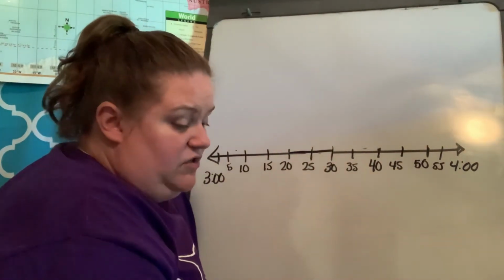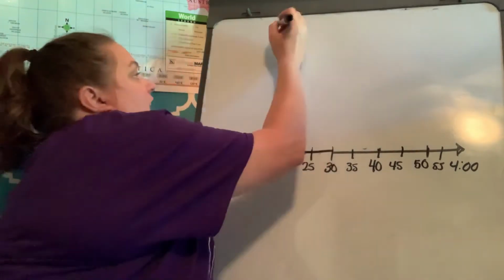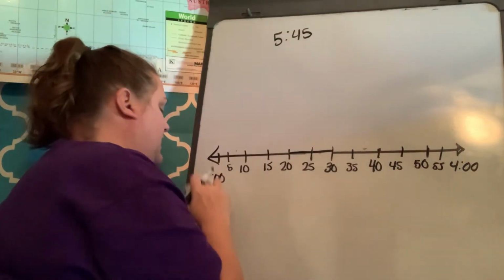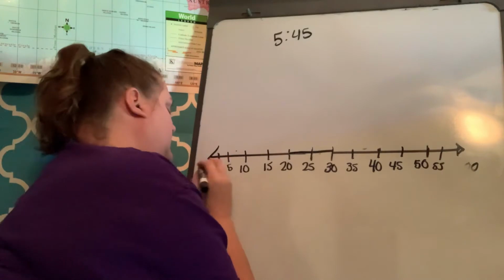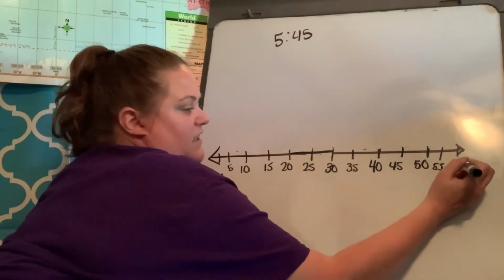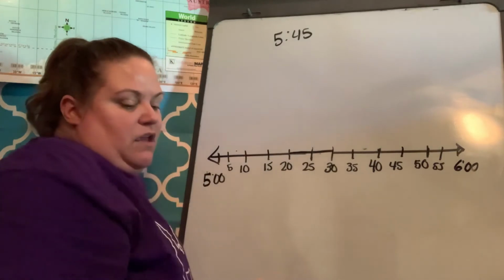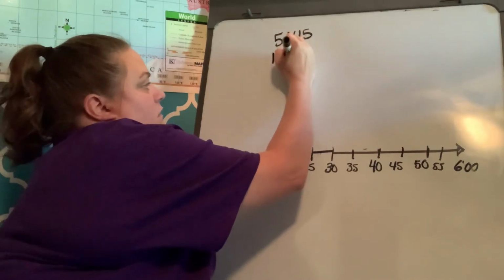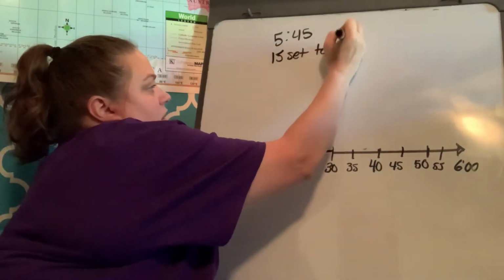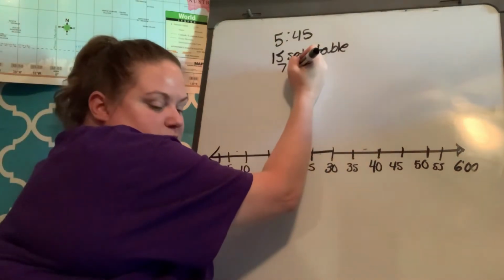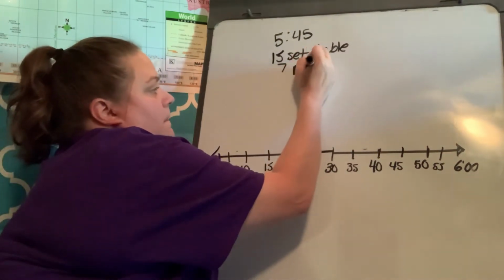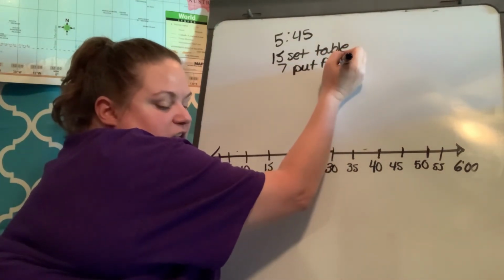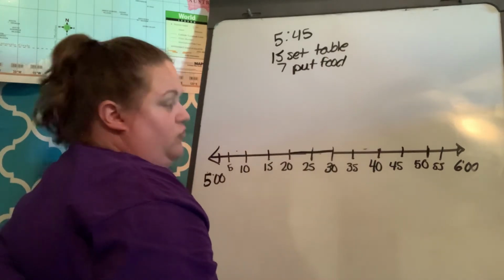So Shane's family wants to start eating dinner at 5:45. So if you've noticed, I left my number line this time. So at 5:45, they want to start eating dinner. So we're going to start at 5 and go until 6. It takes him 15 minutes to set the table, and 7 minutes to put food out. If he starts at 5:25, will his chores be finished?